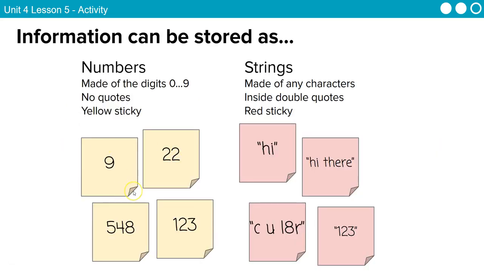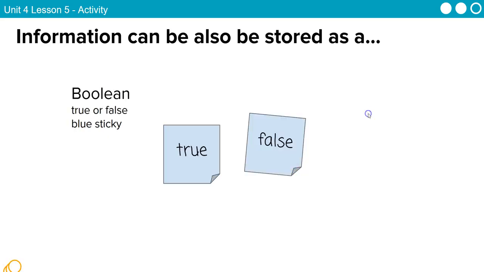Same as before, we have yellow post-it notes for numbers and pink post-it notes for strings. We are introducing a third type of data now, and that's going to be a Boolean. So Boolean is basically true or false. We can store the value true or the value false, and then do some logic with that to decide whether or not something is going to happen.